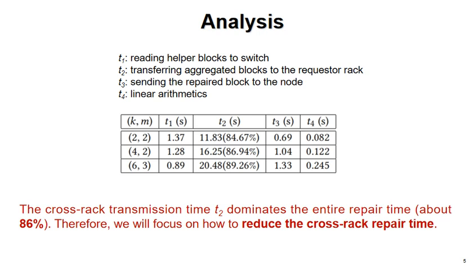The table summarizes the breakdown. The experiment shows that the cross-rack transmission time T2 dominates the entire repair time, about 86%. The repair cost in each erasure-coded cluster is largely determined by the cost of the cross-rack transmission. Therefore, we are focused on how to reduce the cross-rack repair time.